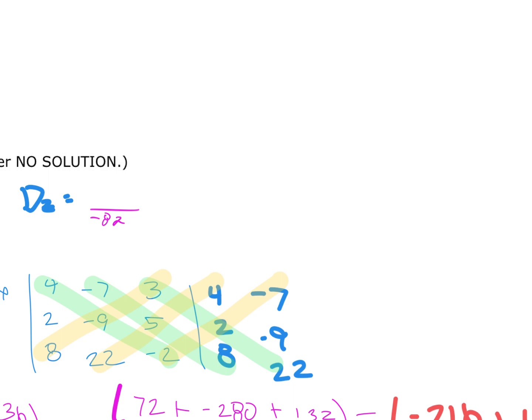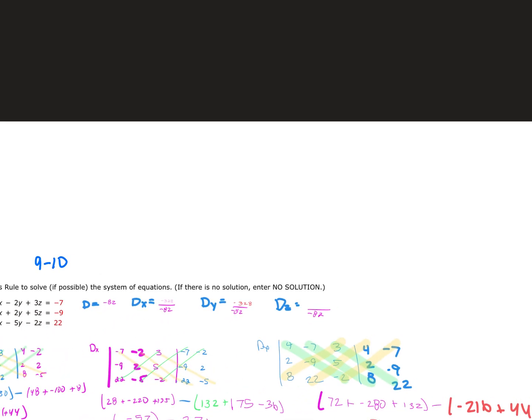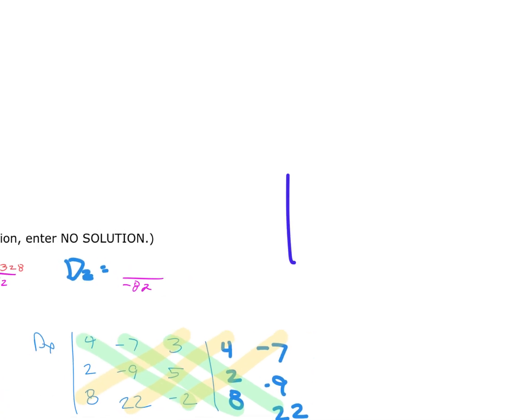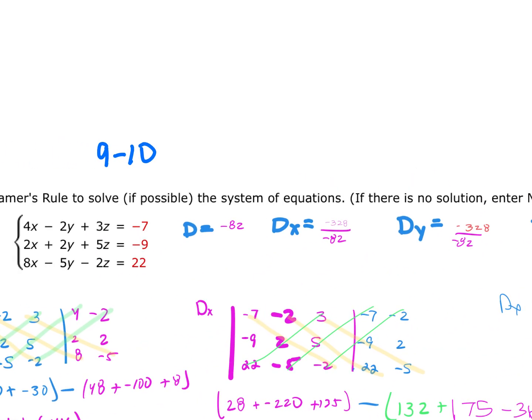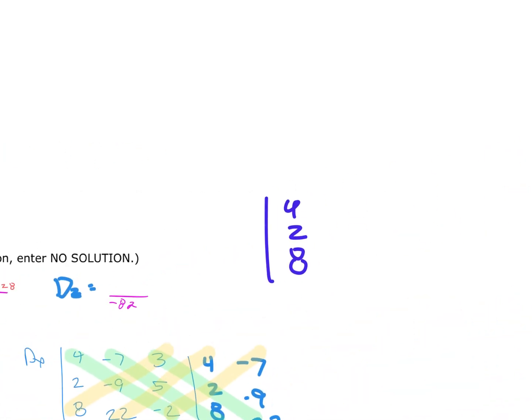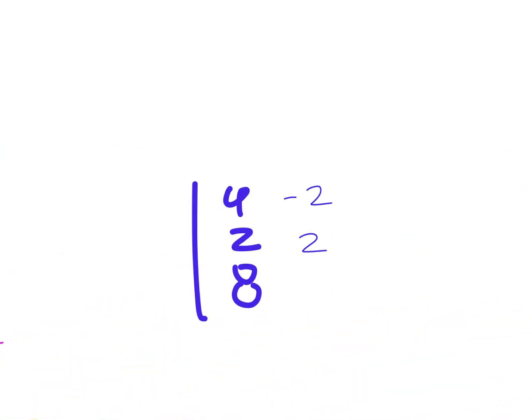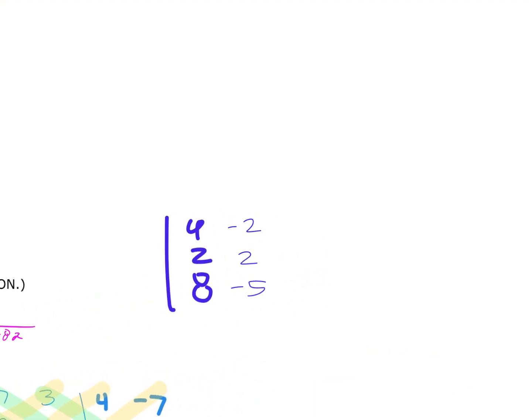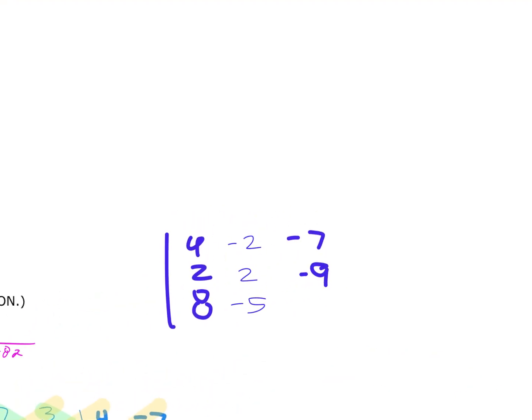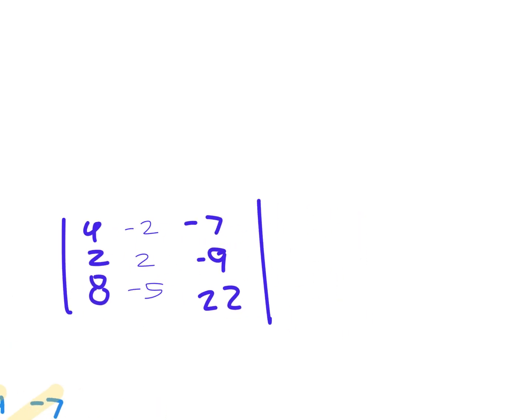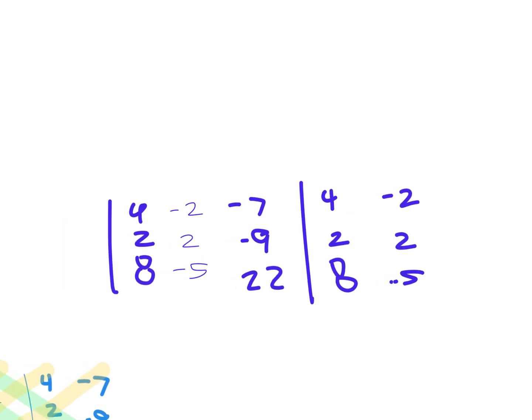So in this case, we're going to write our x coefficients, our y coefficients, and then substitute the answers in for z. So 4, 2, 8, negative 2, 2, negative 5, and then my answers, negative 7, negative 9, and 22. So we recopy the first and second column, 4, 2, 8, negative 2, 2, and negative 5. Now we're going to multiply our 3 majors.